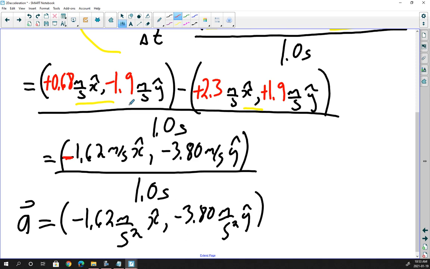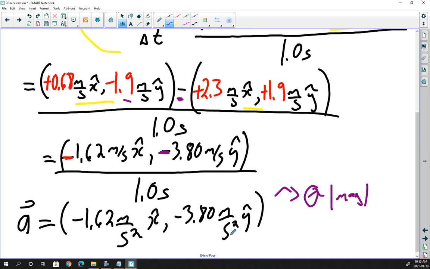Similarly, I've got the negative 1.9 meters per second y hat. From that, I'm going to subtract positive 1.9 meters per second y hat, and I get negative 3.80 meters per second y hat. And the last thing I got to do is divide by 1 second. So my final solution is negative 1.62 meters per second squared x hat, negative 3.80 meters per second squared y hat, and we're done.